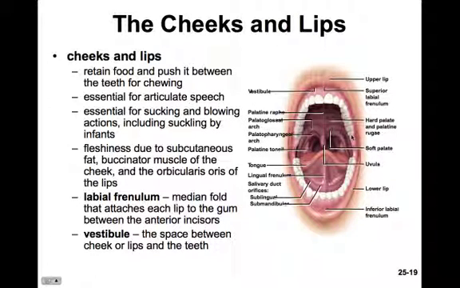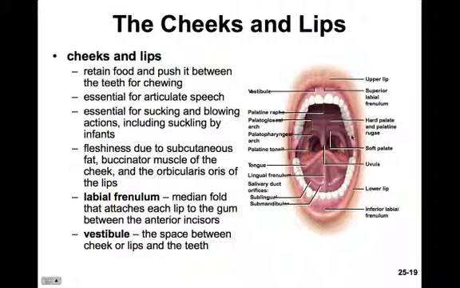Let's look at the cheeks and lips. The cheeks and lips are going to retain food and push it between the teeth for chewing. They're essential in the formation of speech and for sucking and blowing actions, including suckling by infants. The fleshiness of the lips is mainly due to the buccinator muscles and the orbicularis oris. There are two little attachments where the lips are attached to the gum line, the labial frenulum, both on the superior lip and the inferior lip.